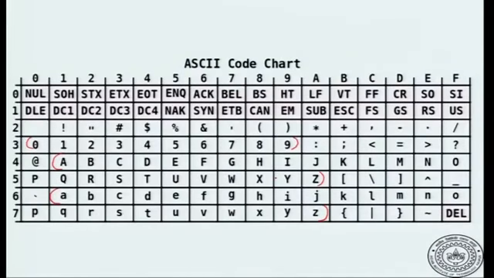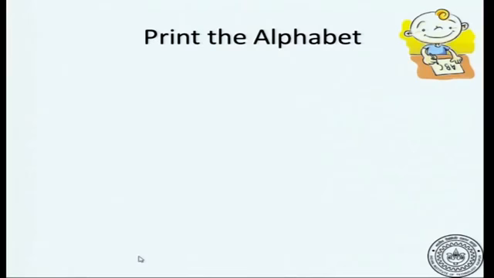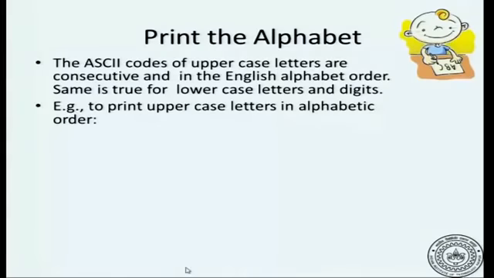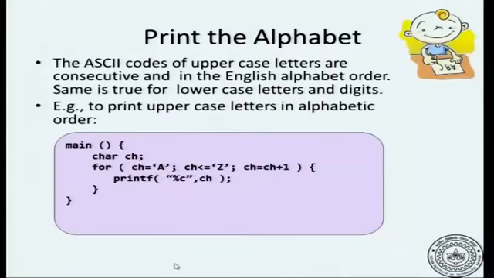Let's see how we can write some interesting code using these properties and not by remembering the exact ASCII code of certain letters. So let's write a simple program to print the alphabet. The ASCII codes of the uppercase letters are consecutive and the ASCII codes of the lowercase letters are consecutive. This is the property that we will exploit in order to print the alphabet. For example, let us say that we are going to print the letters of the alphabet in capital letters. For that we can use the following program using a for loop.